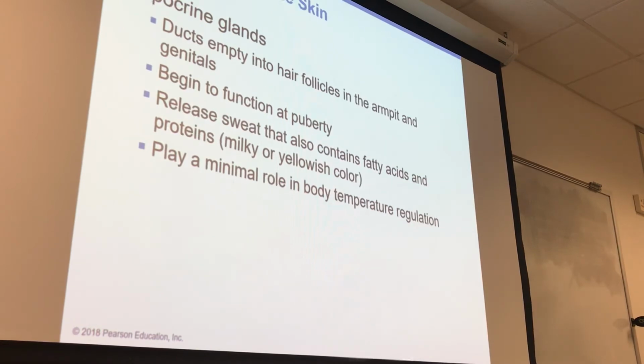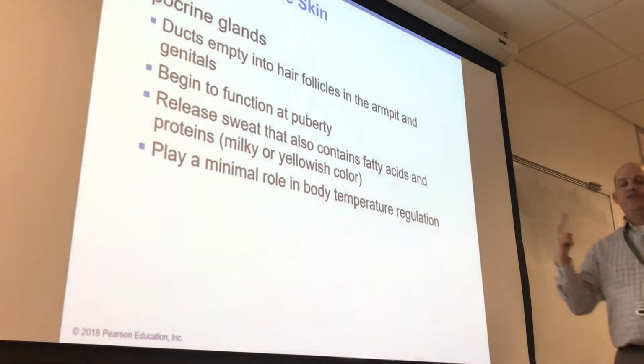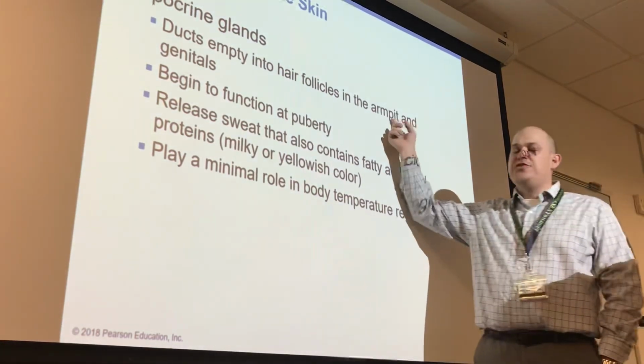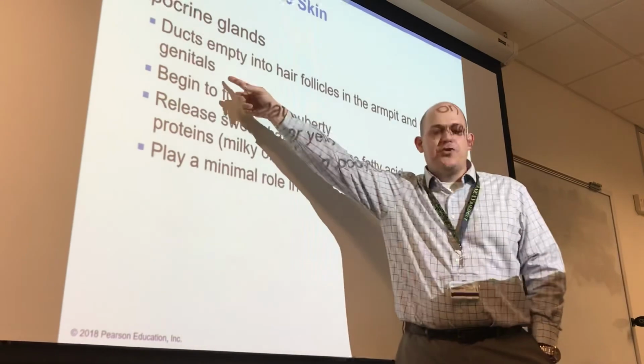Apocrine sweat glands. These are the other type of sweat glands. Apocrine sweat glands are sweat glands that are primarily found in two very key places. One is in your underarm, the other is in your groin area.